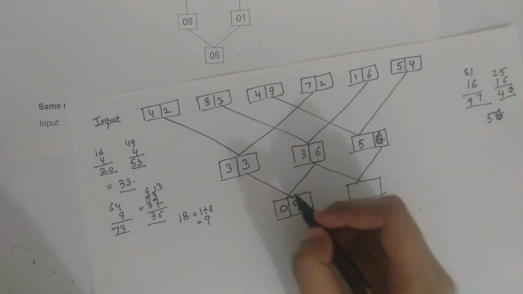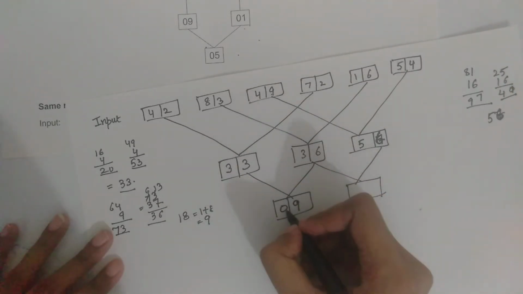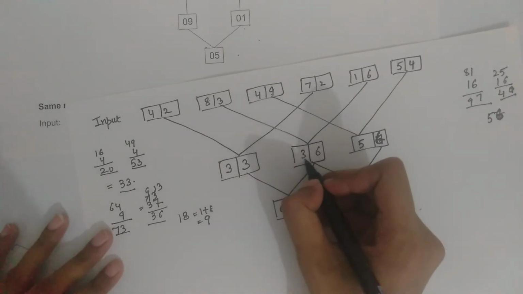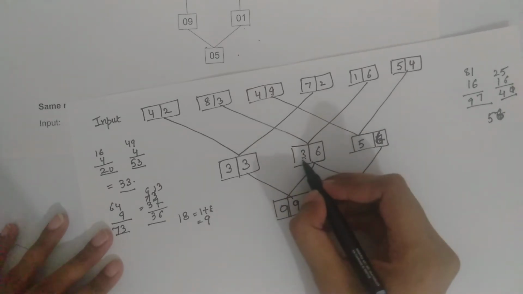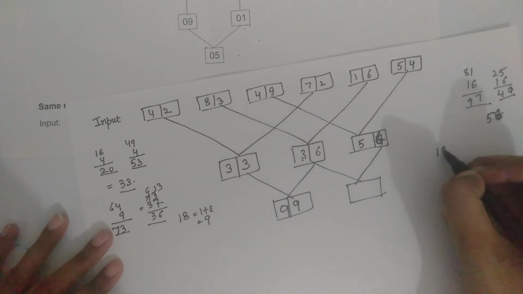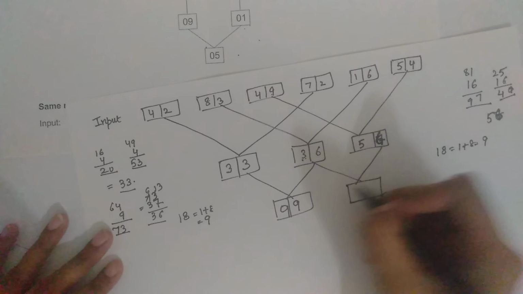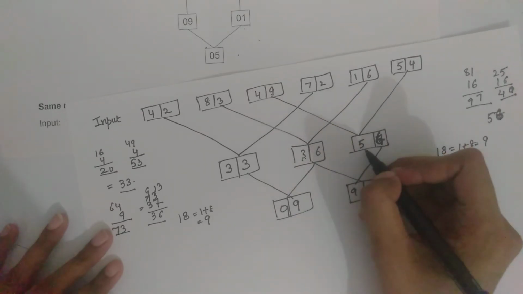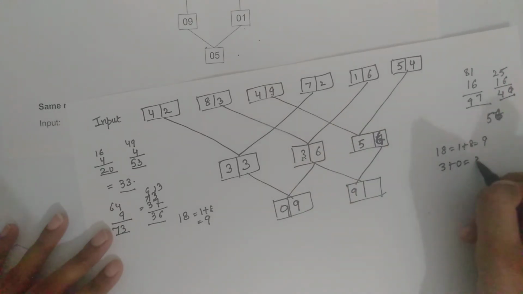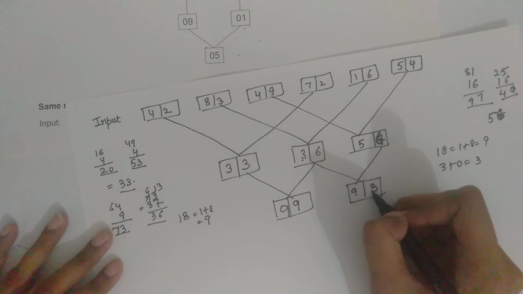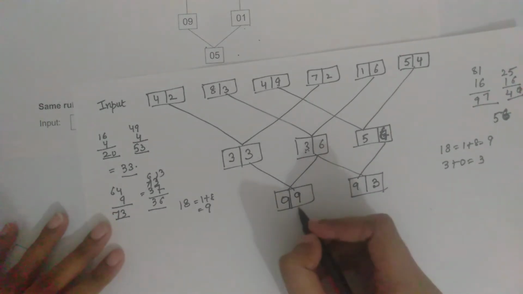Now see, 3 into 3, 9. 3 multiplied by 6 is 18. 1 plus 8 is 9. 6 into 5 is 30. 3 plus 0 is 3. You will get 3. Now see the next step.